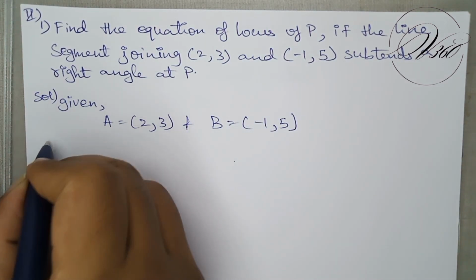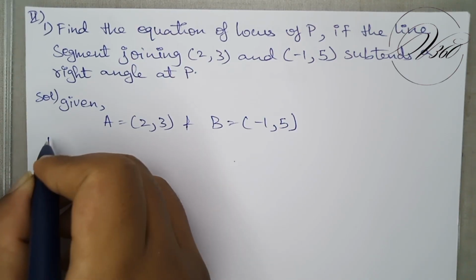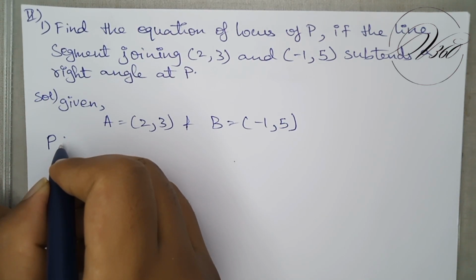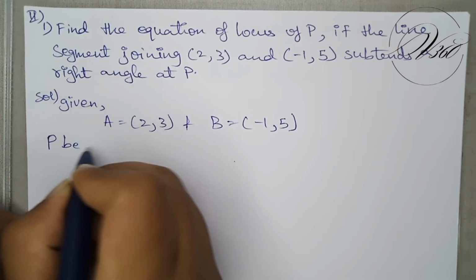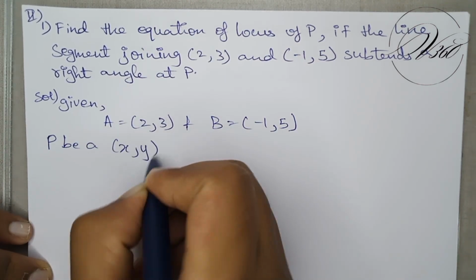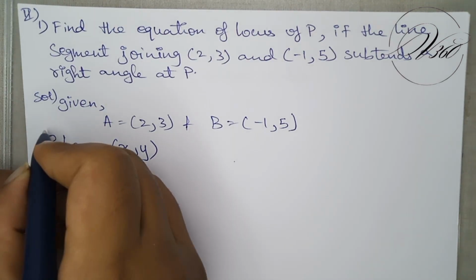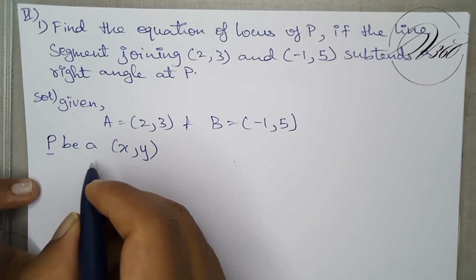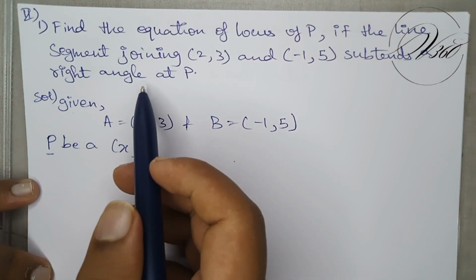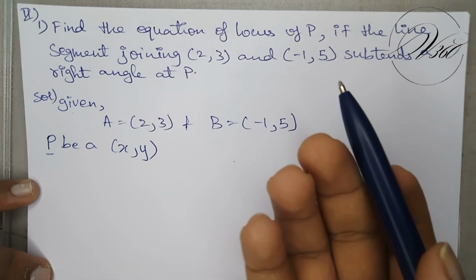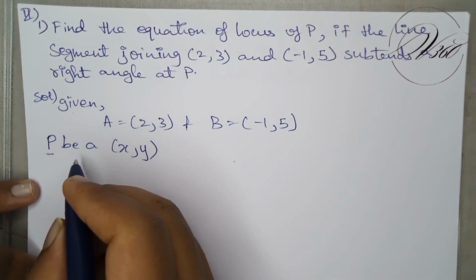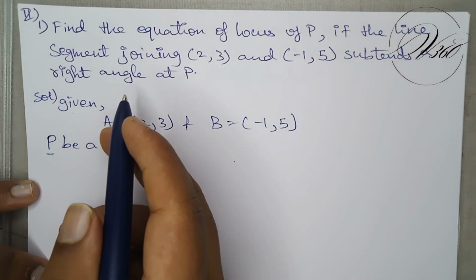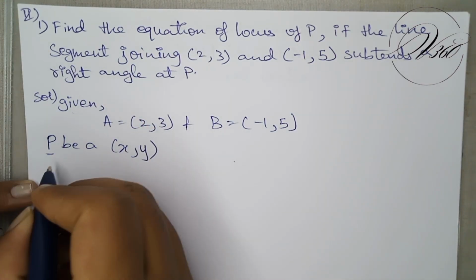Now we have got here P. Let us take P as (x, y). This is the "let" statement, and this is the given statement. Now here it forms a right angle triangle. Casually, we will call it a right angle triangle. Now we have 3 points and it is a right angle, so it will be a right angle triangle.